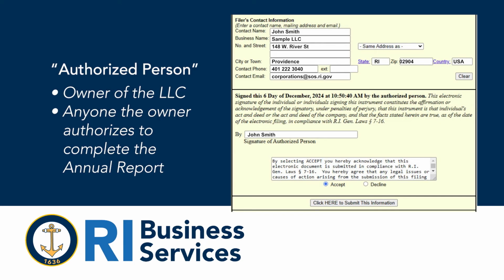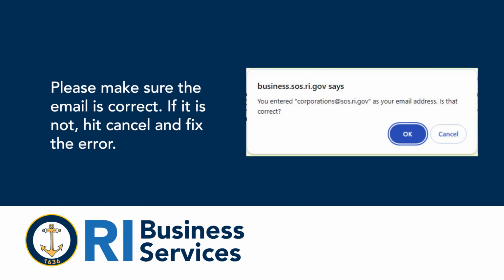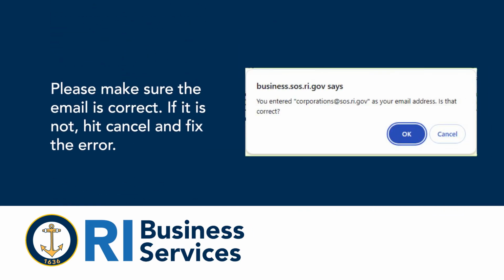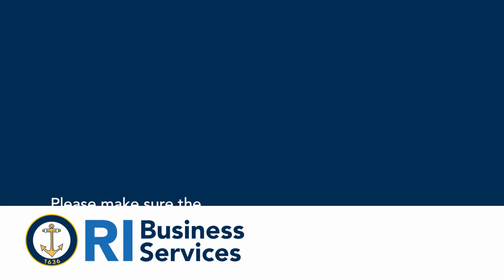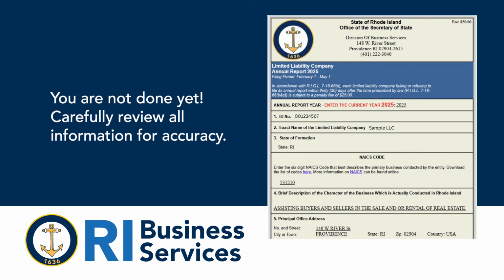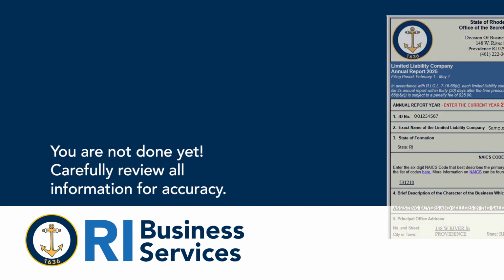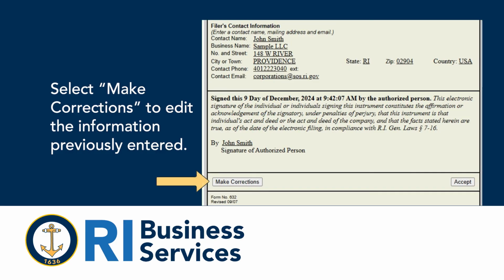Once you click here to submit this information, a pop-up that looks like this will show you the email address you listed in the contact information section. Please make sure the email is correct. If it is not, hit cancel and fix the error. Once you have confirmed that the email address provided is correct, you will be brought to another screen to review all the information you have provided. You are not done yet. Please make sure to read the information on this screen carefully and click on the Make Corrections button if you see any errors. Otherwise, click Accept to continue.